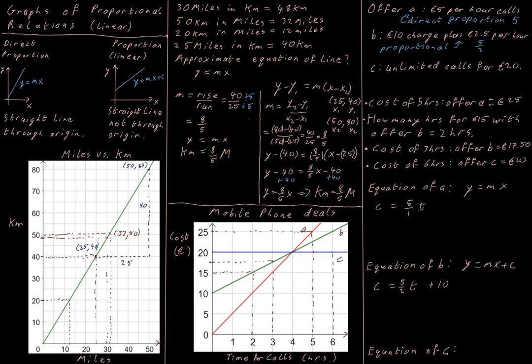And finally, the equation of C. Well, the only thing I need to say is that the cost is €20. There's no effect of the time. The cost is just equal to €20. And that describes the relationship. I don't need to refer to the time because the time doesn't change anything. So that is how we look at graphs of proportional relationships, and particularly linearly proportional relationships.